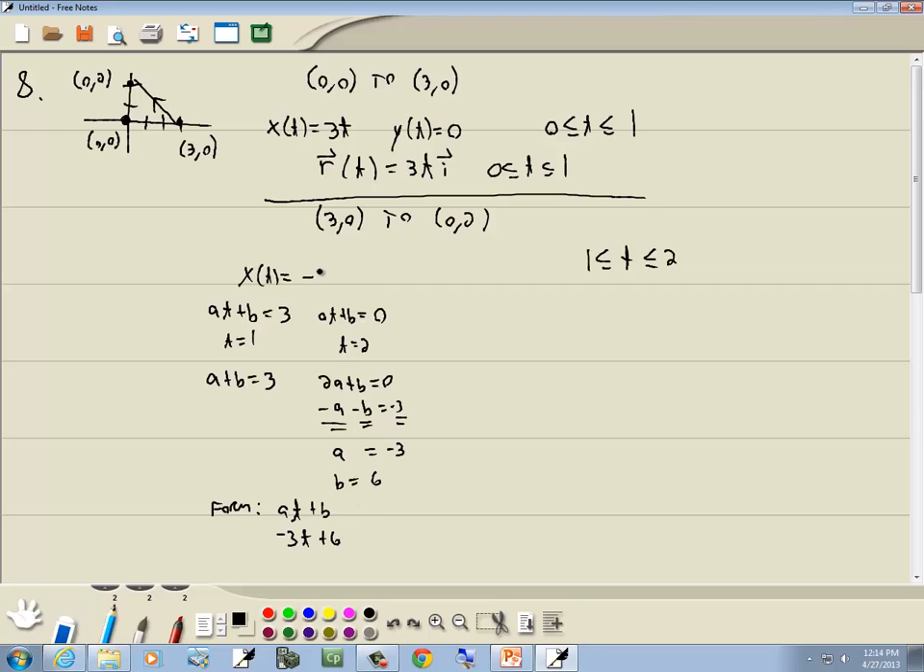You cannot screw these up if you just immediately check it. It'll tell you whether it worked or not. So if I plug in t is equal to 1, negative 3 times 1 is negative 3 plus 6 is 3. So that's my beginning x value. If I plug in 2, negative 3 times 2 is negative 6 plus 6, which gives us our ending x value.